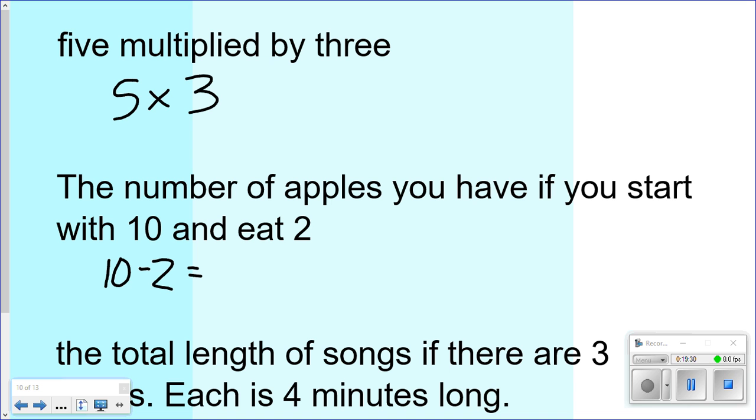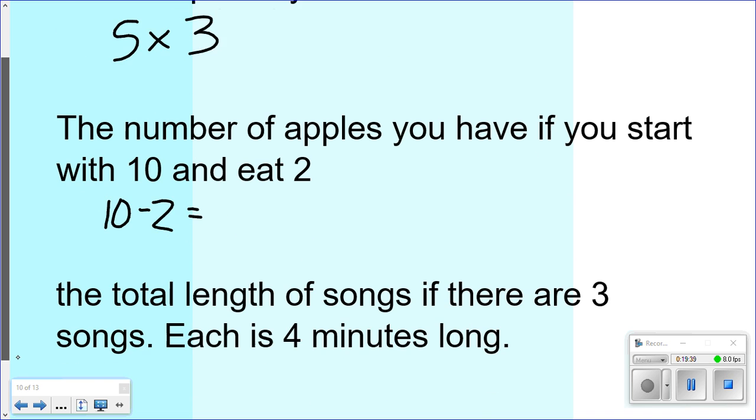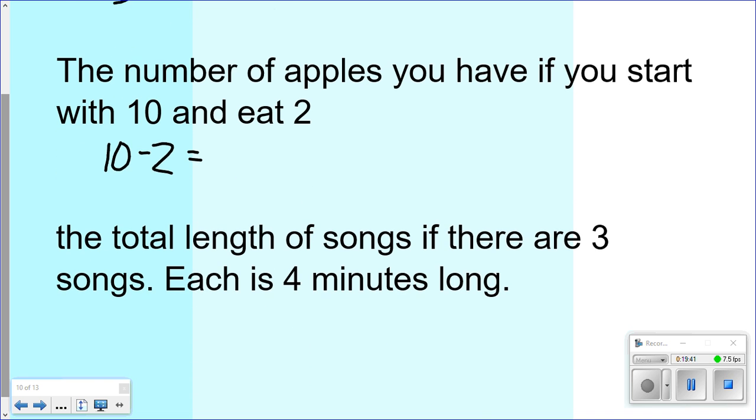Really you'd have 8 left, but you don't even have to answer them today. You just have to write this part. So this one, what's this one? The total length of songs, if there are 3 songs and each is 4 minutes long, what does that look like? If there's 3 songs on your iPod, whatever you people listen to these days, and they're 4 minutes long, how much time is that going to be, Logan? Yep. Tricky? No. Look for keywords. Think about it.